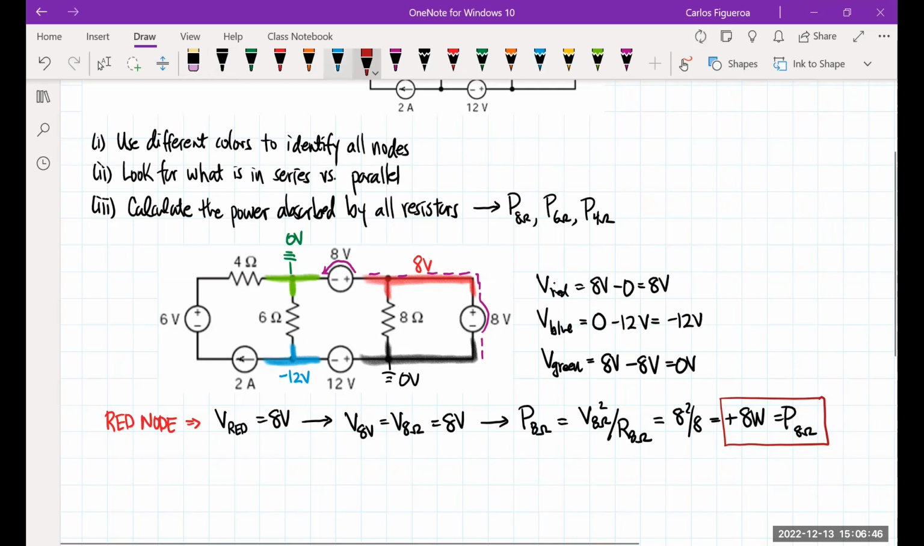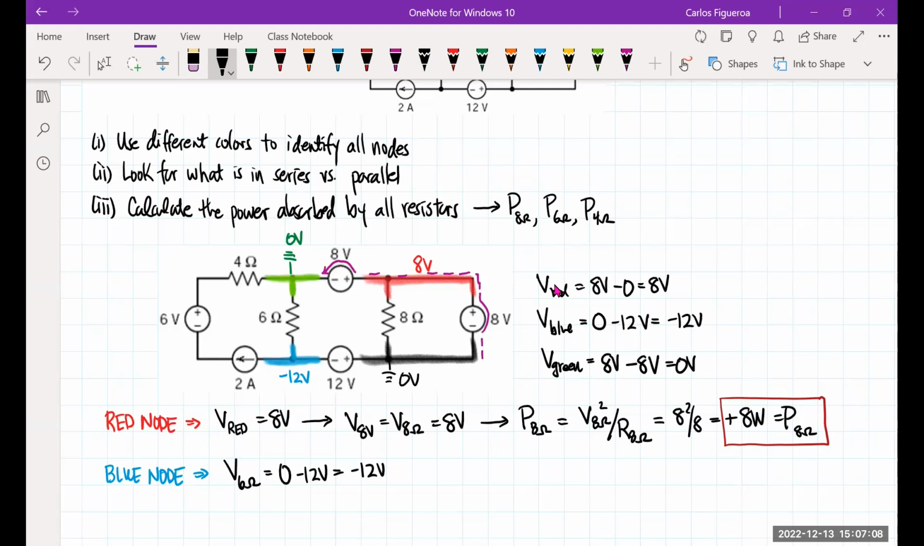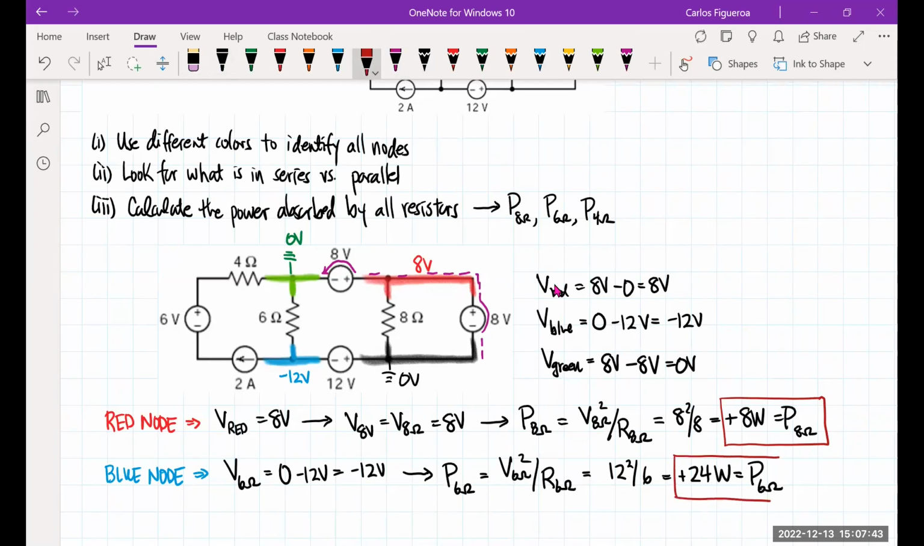So if I focus on the blue node now, we see that the voltage across the 6 ohm should be 0 minus 12 volts. In other words, its voltage is negative 12 volts. So that tells me that the power of the 6 ohm has to be, again, the voltage of the 6 ohm squared divided by the 6 ohm resistor, which is going to give me 12 squared divided by 6. That turns out to be positive 24 watts for the power of the 6 ohm. So you can see I'm just focusing on getting those node voltages.